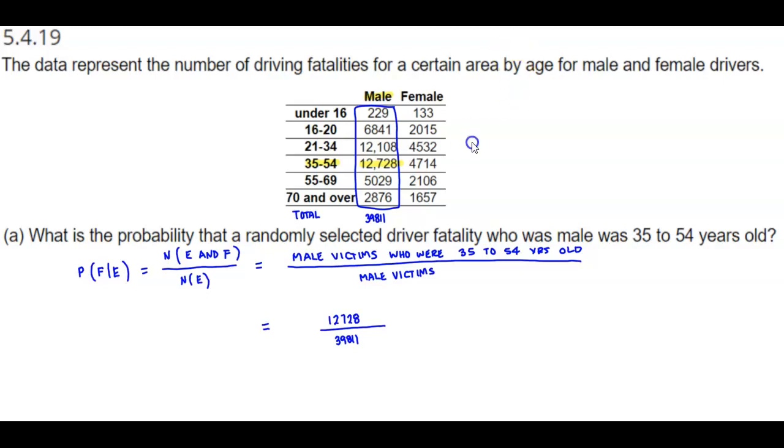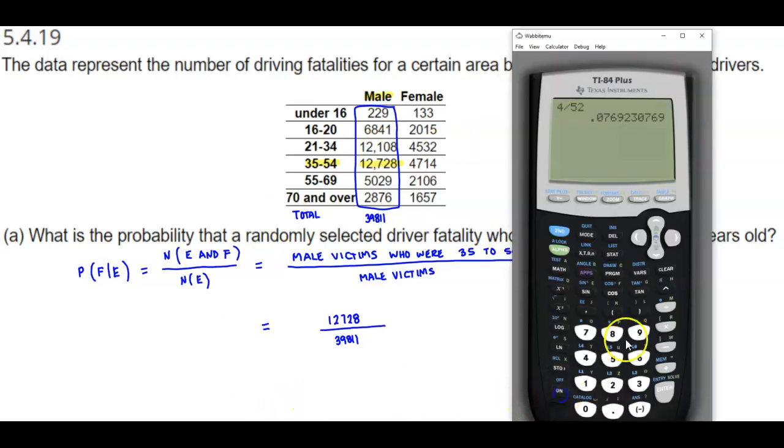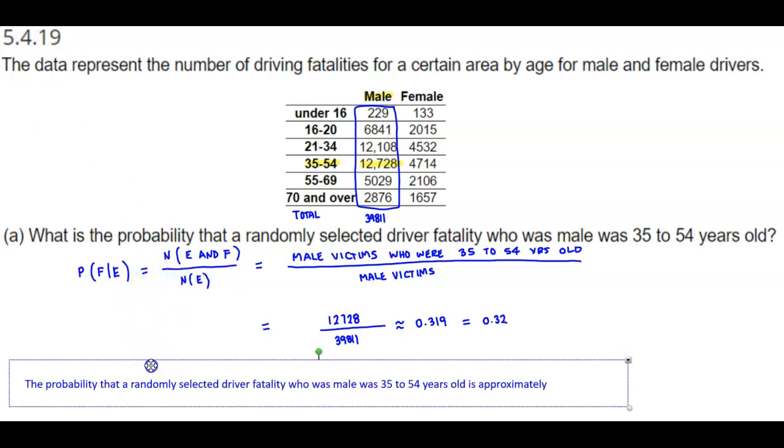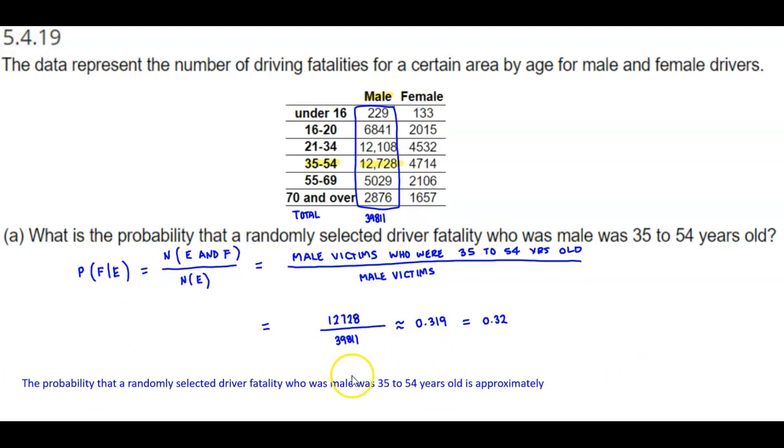Okay, so now we need to figure out what happens when we simplify that. So let's go ahead and do that. So we got 12,728, divide that by 39,811, and we get 0.319. So we're going to approximate that to 0.319, and then we're going to round that to 2 decimal places to get 0.32. So now we can answer this question by saying the probability that a randomly selected driver fatality who was male was 35 to 54 years old is approximately 0.32, or 32%.